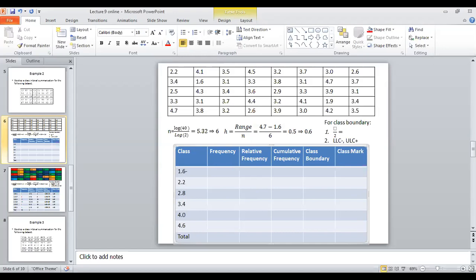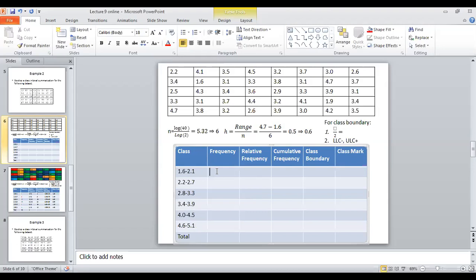Next, we're making use of the class width. So 1.6 plus 0.5 is 2.1. Then 2.2 plus 0.5 is 2.7. Then 2.8 plus 0.5 is 3.3. 3.4 plus 0.5 is 3.9. Sorry, pardon me. And 4.0 plus 0.5 is 4.5, and 4.6 plus 0.5 is equal to 5.1. So these are our classes.